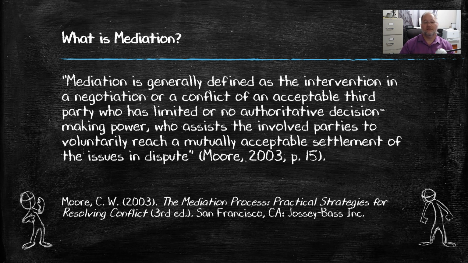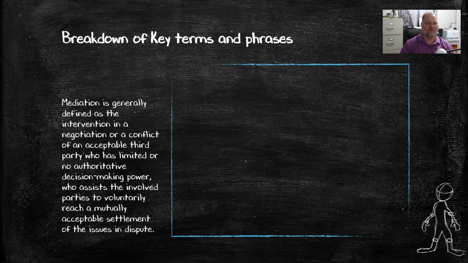Mediation is generally defined as the intervention in a negotiation or a conflict of an acceptable third party who has limited or no authoritative decision-making power, who assists the involved parties to voluntarily reach a mutually acceptable settlement of the issues in dispute. Got it? Good. Now let's break this down. Let's really look at what we're talking about. Mediation is generally defined as intervention, negotiation, or a conflict.